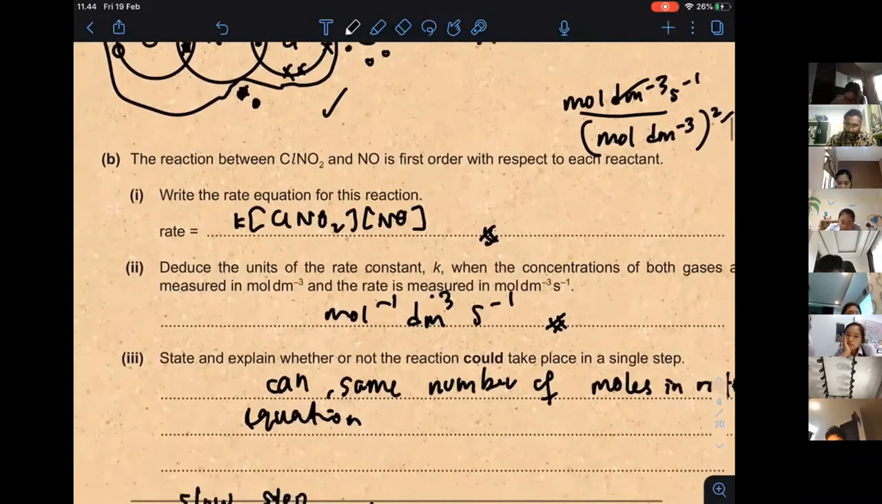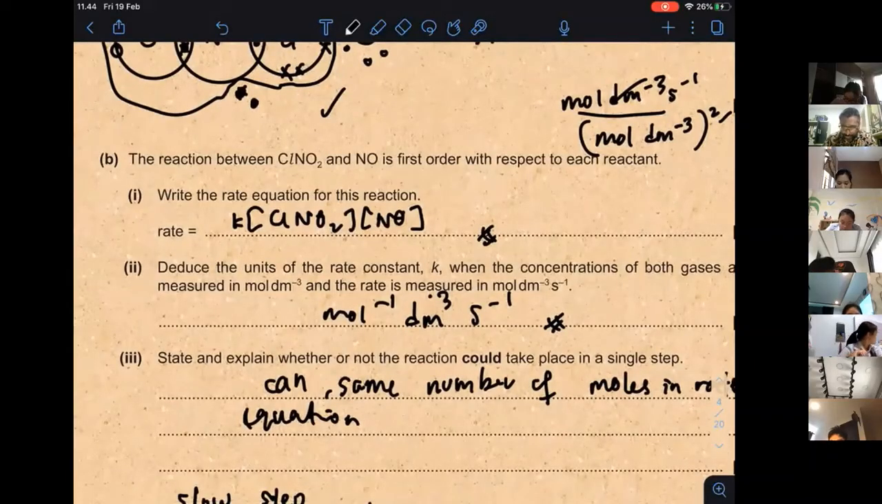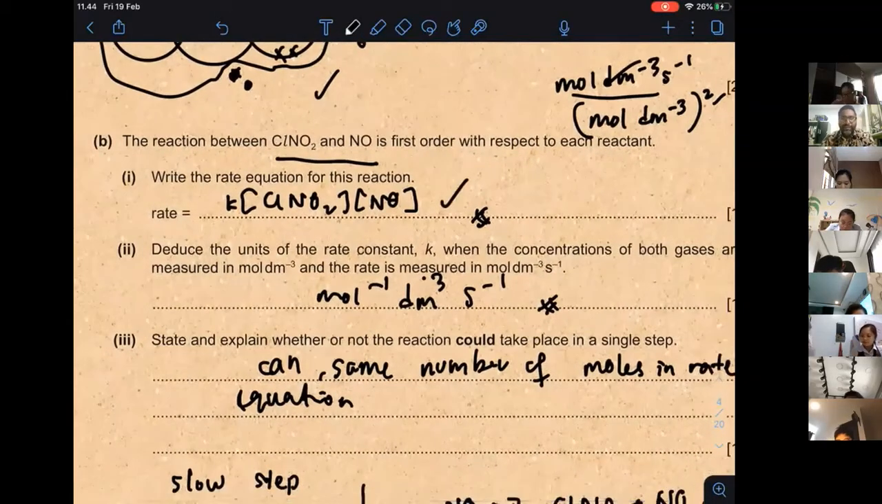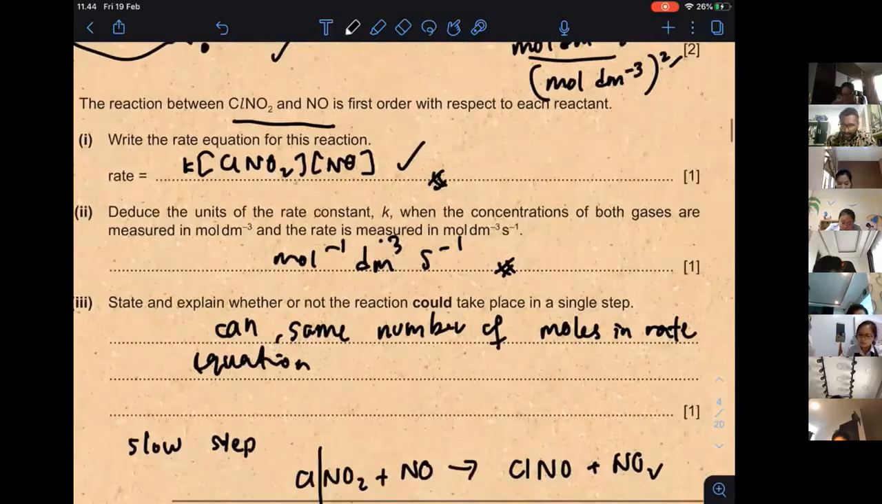Now, the reaction between ClNO2 and NO is first order with respect to each reactant. Write the rate equation, so write the first order equation. Make sure there is k, where k is going to be the rate constant. Write it down, then deduce the unit of the rate constant.